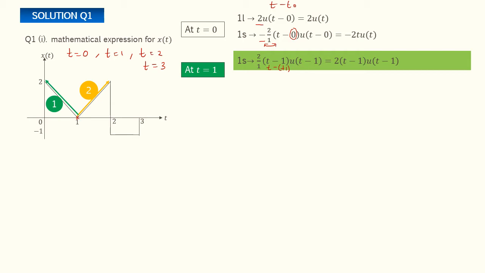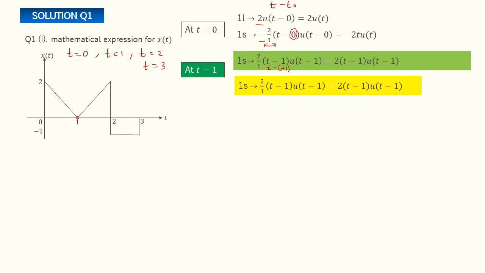Let's write the equation for the slope on the right. Again, it's pointing upward, so it's positive. The gradient is 2 over 1, y over x, and then (t minus 1) u(t minus 1). So these are the slope equations when t equal to 1.